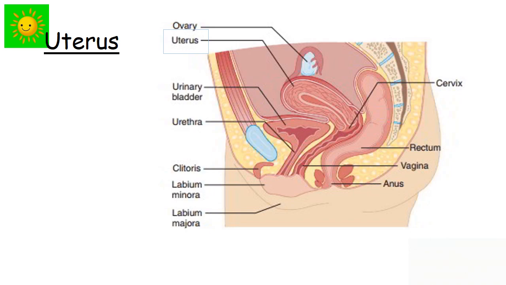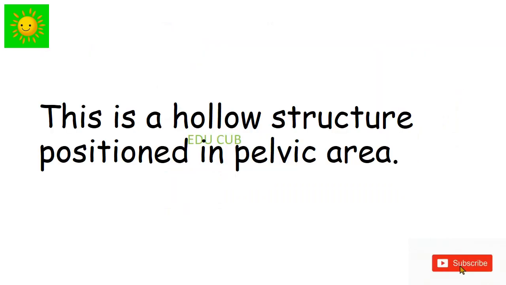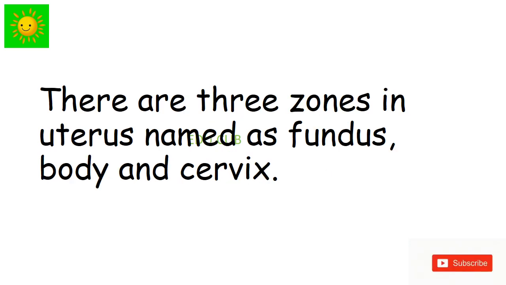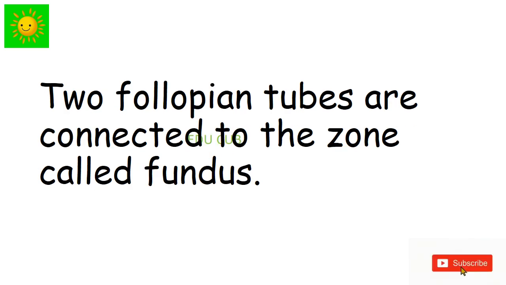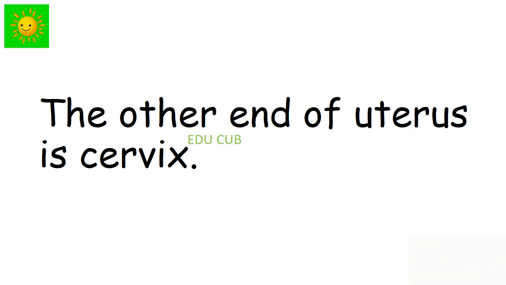Next part, uterus. This is a hollow structure positioned in the pelvic area. There are three zones in the uterus named fundus, body and cervix. Two fallopian tubes are connected to the zone called fundus. The other end of the uterus is the cervix.